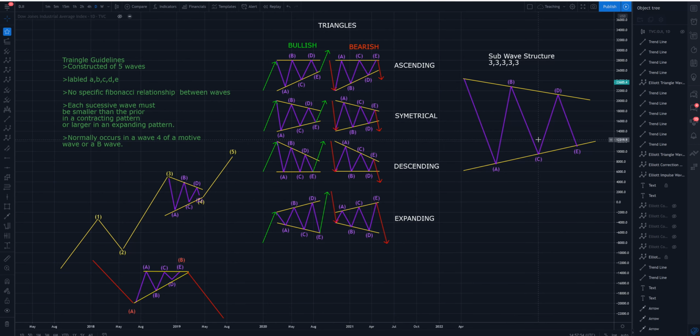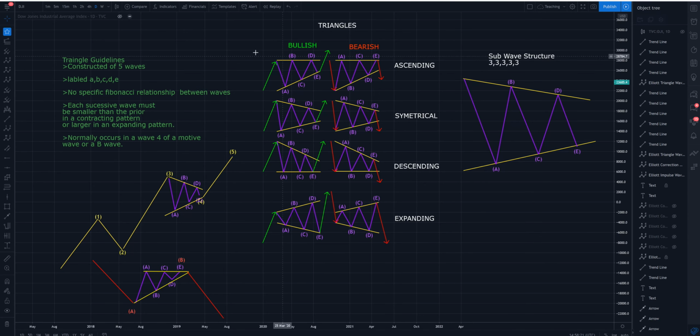So simply put, each wave cannot extend beyond the point where the prior wave ended. It must finish before where the prior wave ended. So the C must complete higher than where the A finished, and the D must complete lower than where the B finished, and the E higher than where the C finished, and so on and so forth in a contracting pattern.